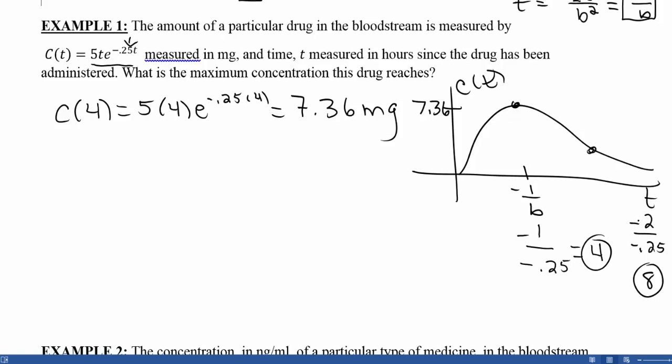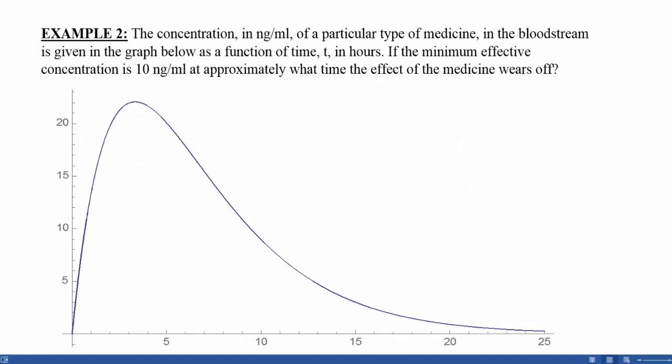Let's see what else we know about surge functions. Example 2. The concentration in ng per ml of a particular type of medicine in the bloodstream is given in the graph below as a function of time t in hours. If the minimum effective concentration is 10 ng per ml, at approximately what time does the effect of this medicine wear off?